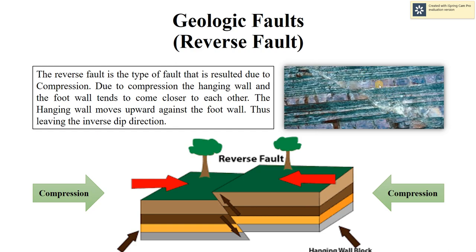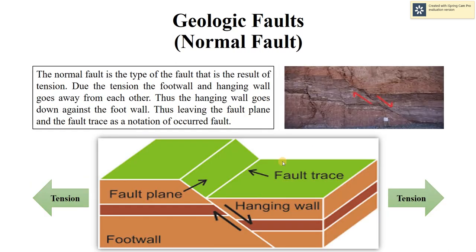The hanging wall has gone up. Always remember this: if this is the hanging wall, then it has an angle less than 90. Over here the angle is more than 90. This is the footwall, which looks like a shoe, and the hanging wall is the one that hangs over here.